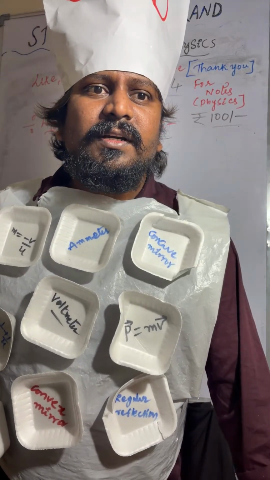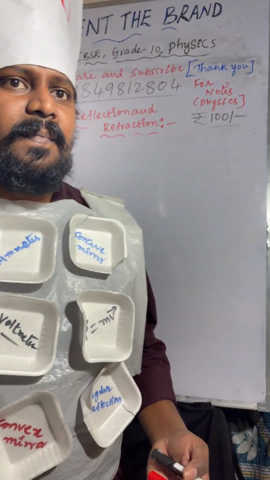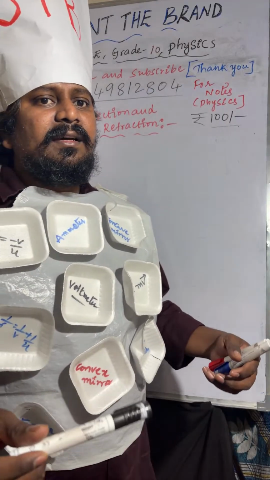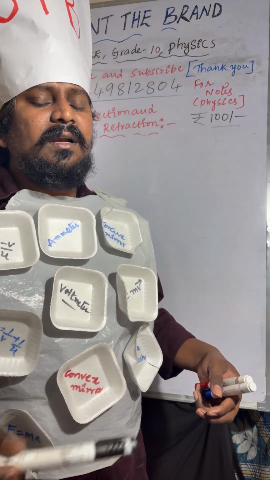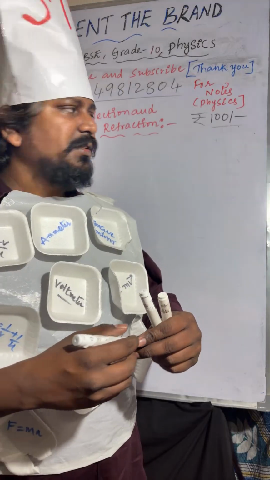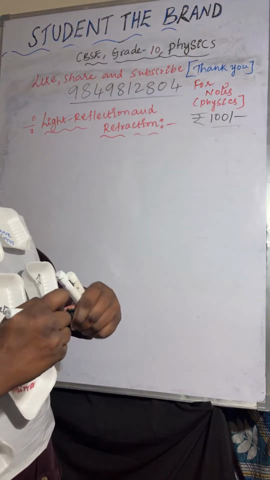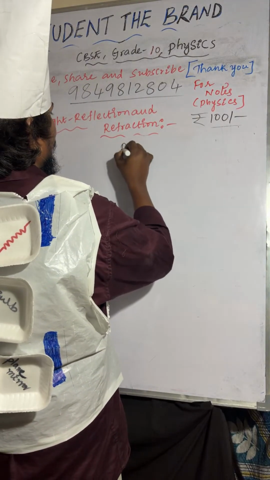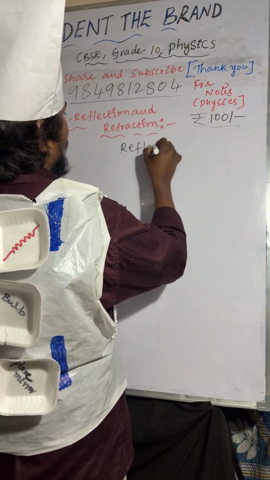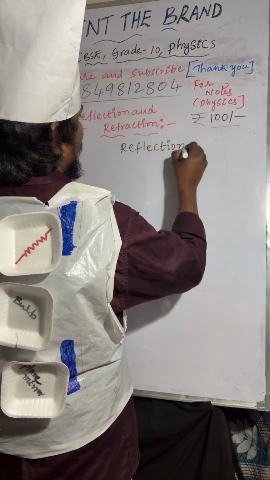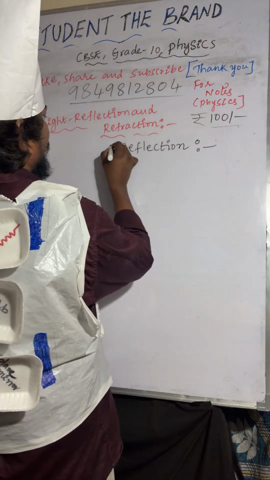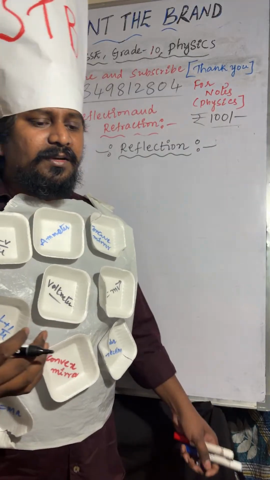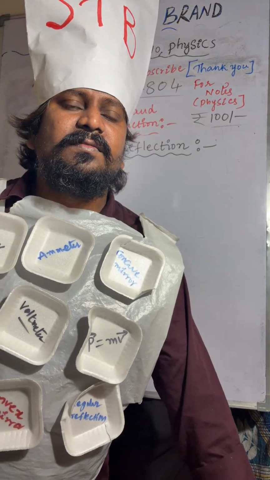Now we will discuss completely light reflection and refraction. First, reflection. The bouncing back of the light from the reflecting surface is called reflection of light. Reflection is nothing but the bouncing back of the light.